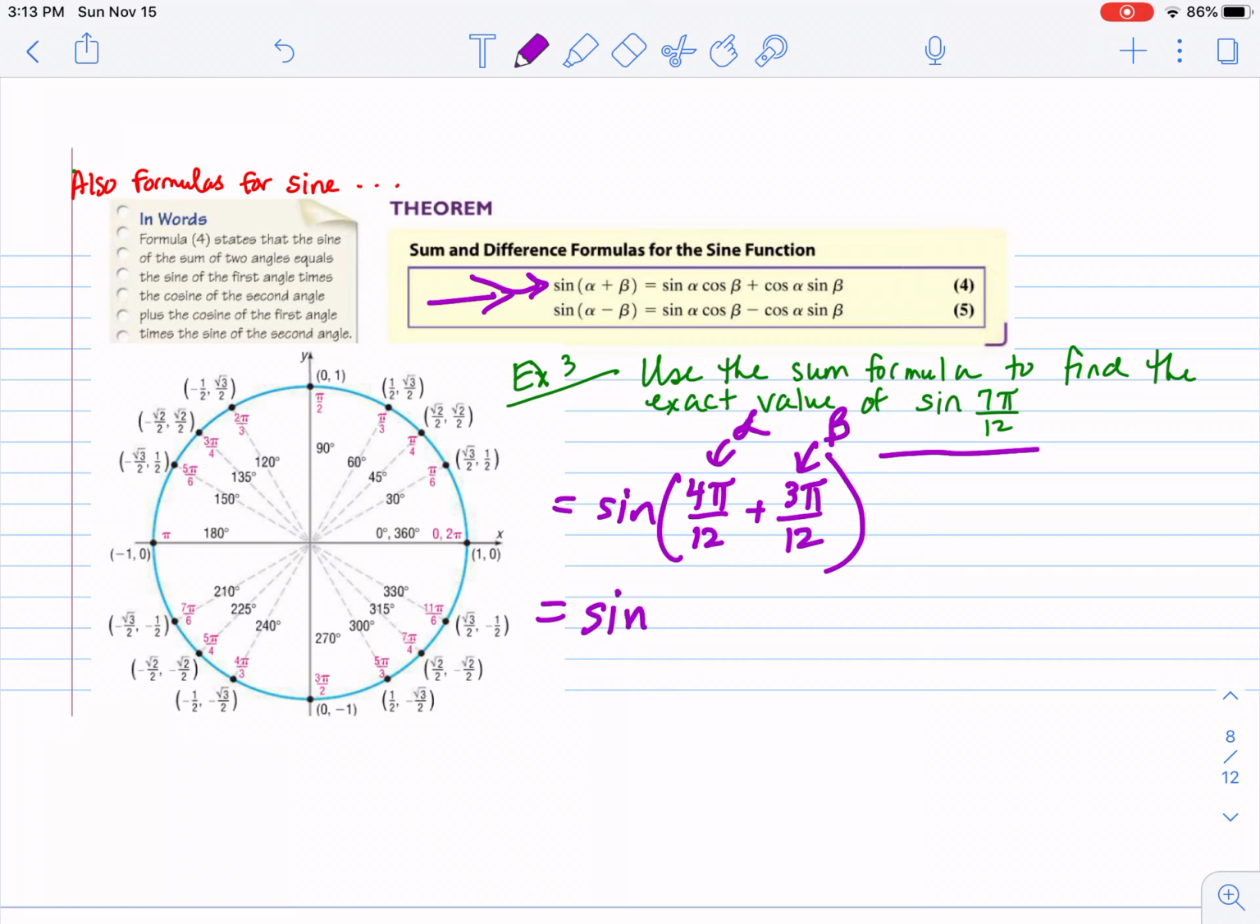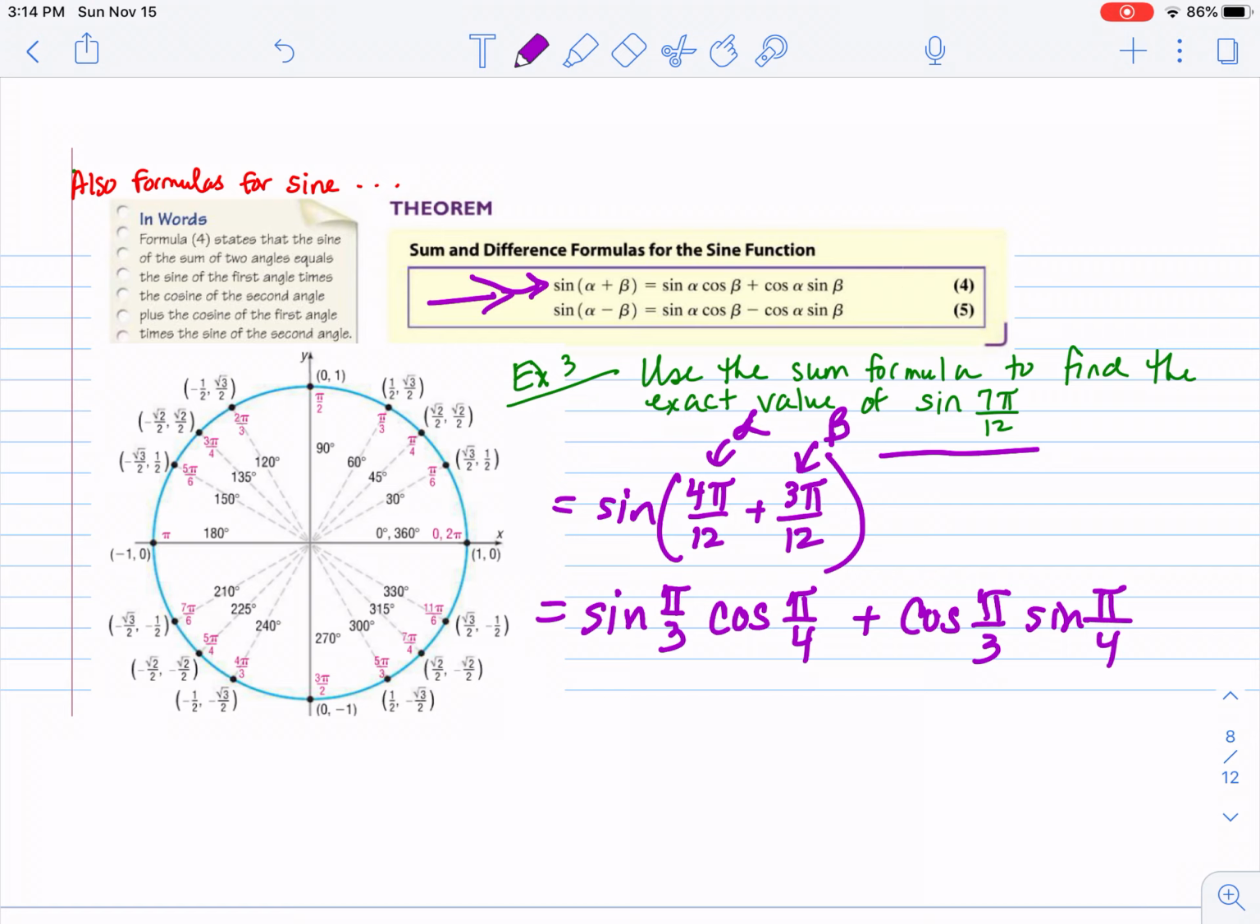So that's going to equal the sine of 4 pi over 12. What's 4 pi over 12? 4 pi over 12 is pi over 3. What's 3 pi over 12? Well, 3 pi over 12 is pi over 4. So it's going to be the sine of pi over 3 times the cosine of pi over 4 plus the cosine of pi over 3 times the sine of pi over 4.